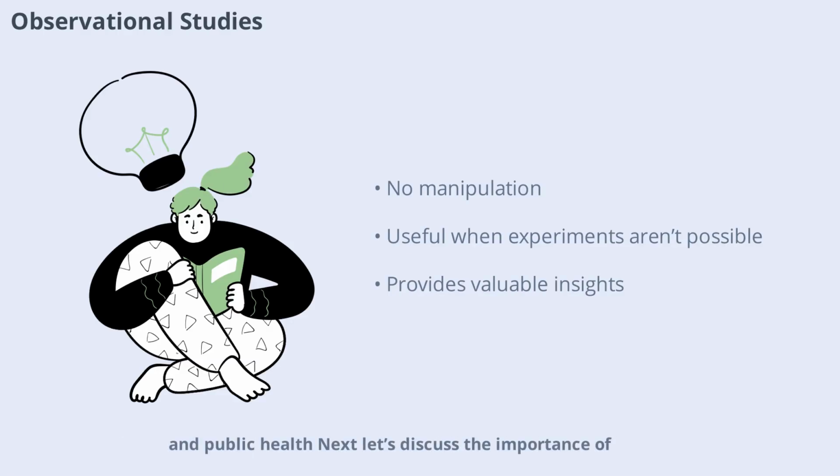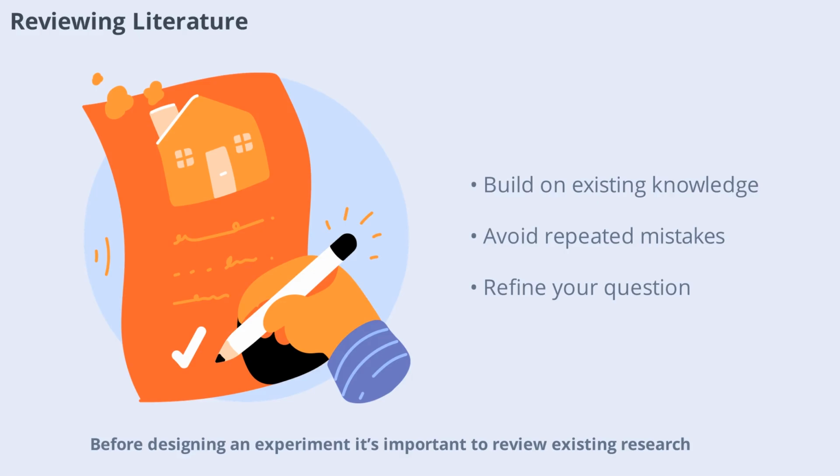Next, let's discuss the importance of reviewing literature before designing an experiment. For designing an experiment, it's important to review existing research. This helps you build on what's already known, avoid repeating mistakes, and refine your question. Literature reviews provide context and can inspire new ideas for your experiment. They're a key step in the scientific process.